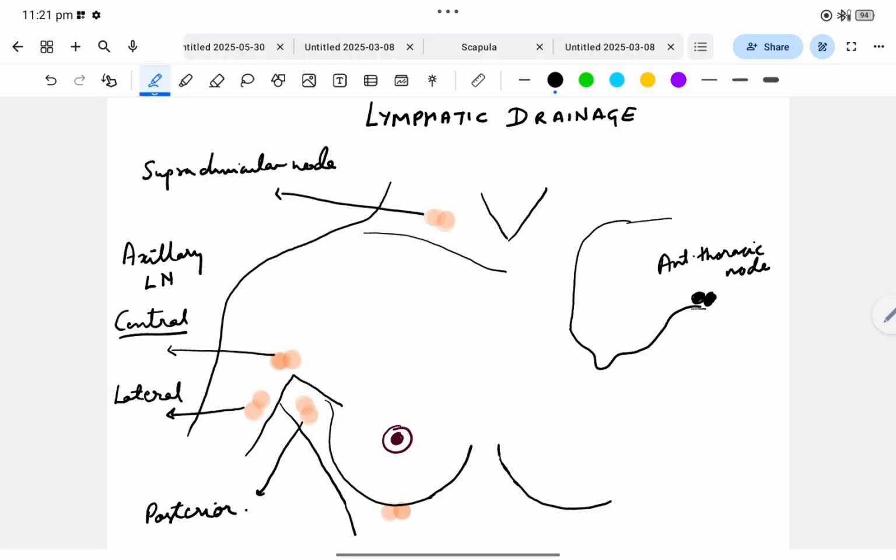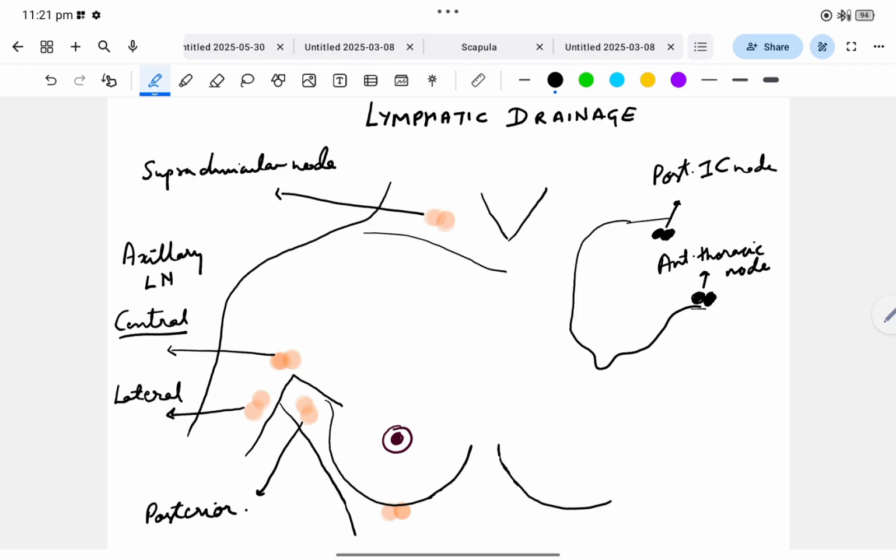Then there are posterior intercostal nodes. Posterior intercostal nodes lie somewhere here. So these are posterior intercostal lymph nodes. This was the anterior thoracic.